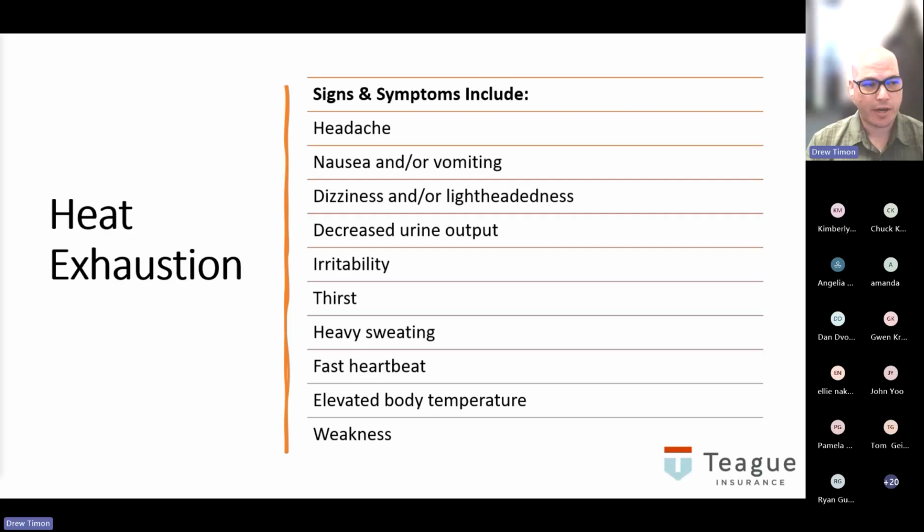So the next we're going to talk about is heat exhaustion. This is a more progressive level of heat illness beyond heat cramps. Symptoms usually include headaches, possible nausea or vomiting, dizziness or lightheadedness, a decreased urine output, irritability and thirst, excessive sweating. A key to being able to identify between heat exhaustion and heat stroke is the presence of excessive sweating, an elevated heart rate, elevated body temperature, or just general weakness.